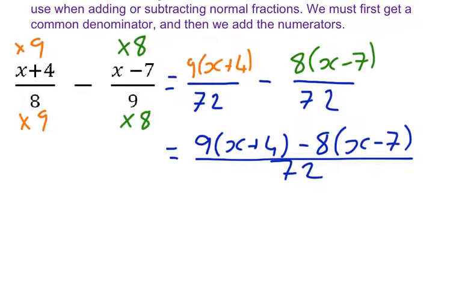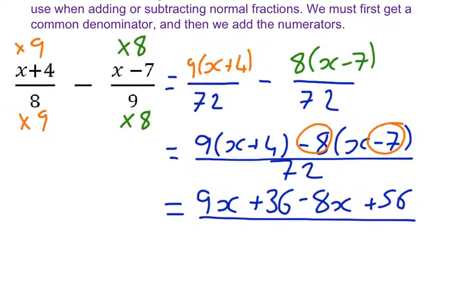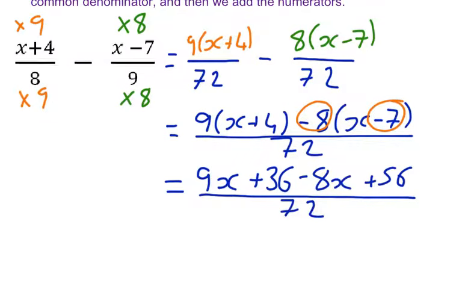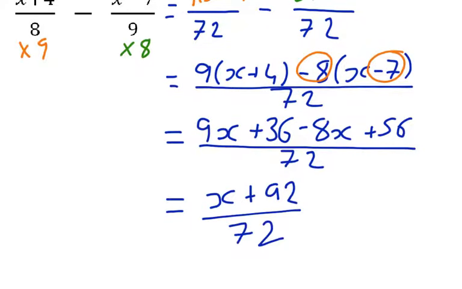Now we have to multiply out the brackets and we get 9x plus 36 minus 8x plus 56. Minus 8 times minus 7 gives us plus 56, and that is all over 72. And now we finally simplify that fraction. 9x minus 8x gives us an x, plus 36 plus 56 is plus 92, and it's all over 72, which is our final answer.